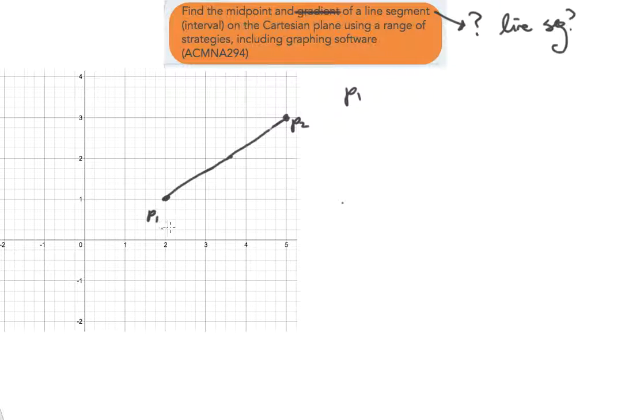Point 1 is 2 across and 1 up. And now point 2 is at 5 across and 3 up. And again, we're always talking about x, y. X, just like they come in the alphabet, x, y, z.